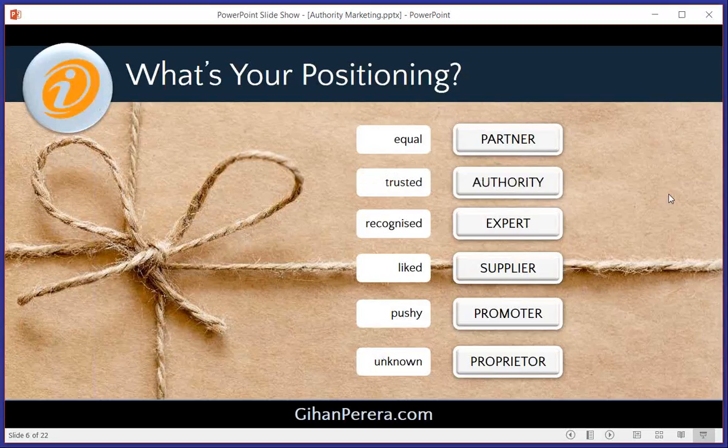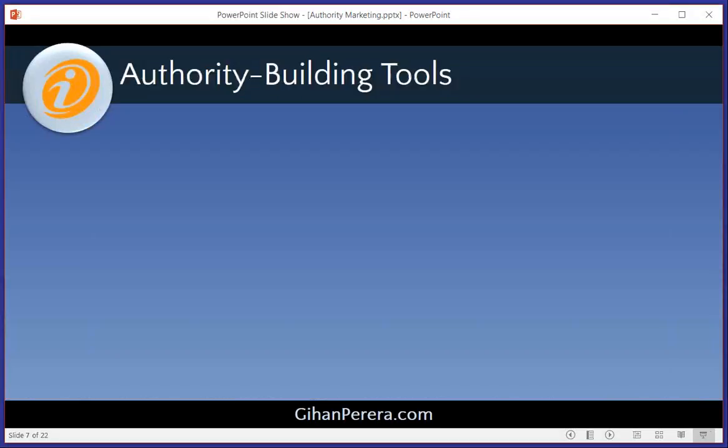So let's look at some of the authority building tools. And I'm going to pick one of them. Let me show you the four that I'm going to share with you first, and then we'll work through one of them with some practical examples.